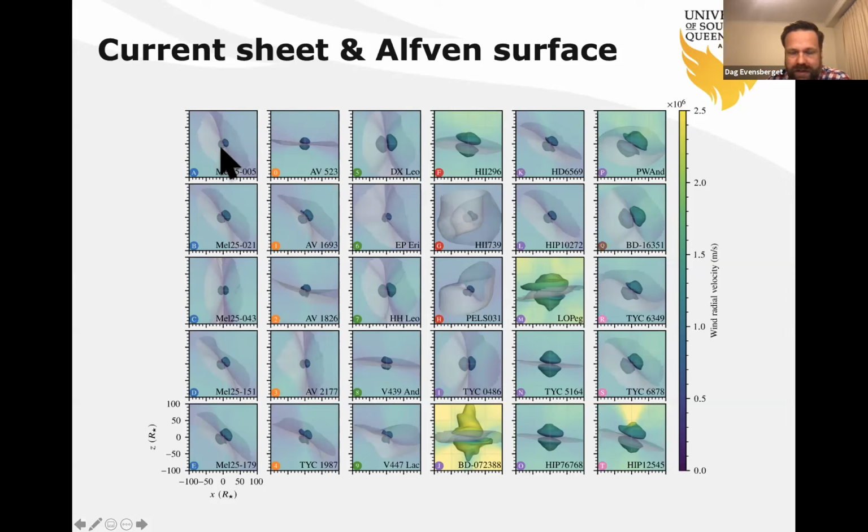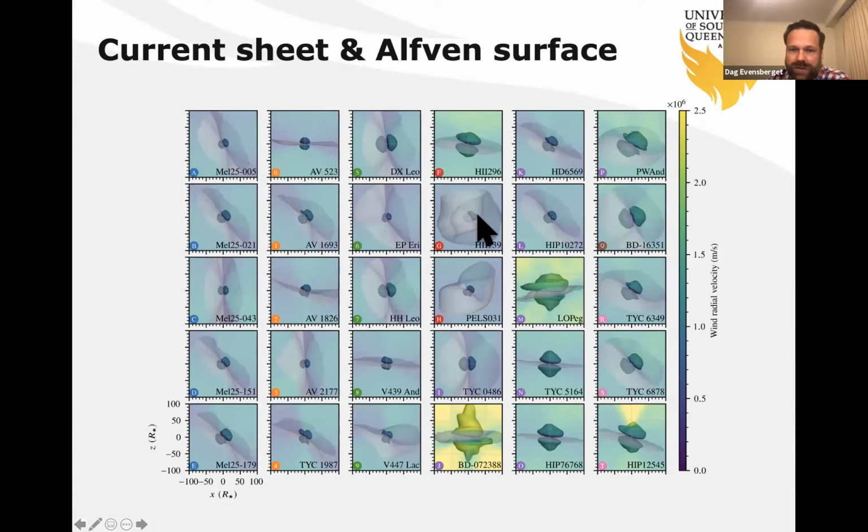We do see that as magnetic fields, there's a trend for stronger magnetic fields towards the right and towards the bottom. This is also reflected in the larger Alfven surfaces and consequently the larger torques. We see that the inclination of the Alfven surface actually varies a bit all over the place. Some are 90 degrees inclined to the axis of rotation, and others are pretty much aligned with the axis of rotation.